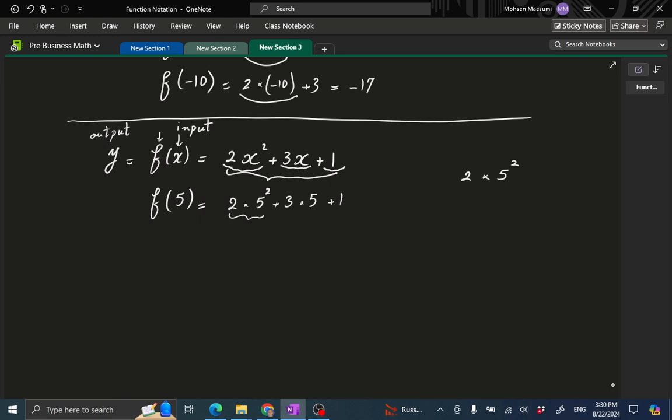So the order of operation says exponentiation beats multiplication. So I take 5 and square it, because that's what I've written here, 5 and square it, and then multiply by 2. So 5 squared is 25, times 2, and that's going to give me 50. How about here? Well, 3 times 5, that's easy, 15. And then I have an additional 1, and then I'm supposed to add these things to each other, so it's 66.